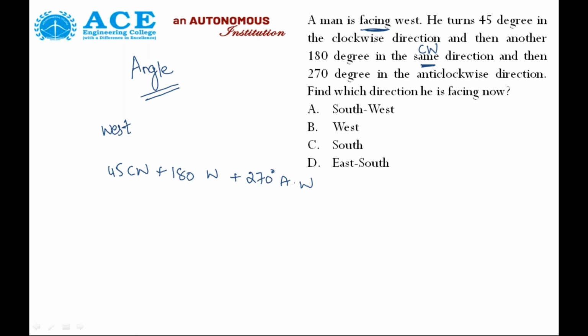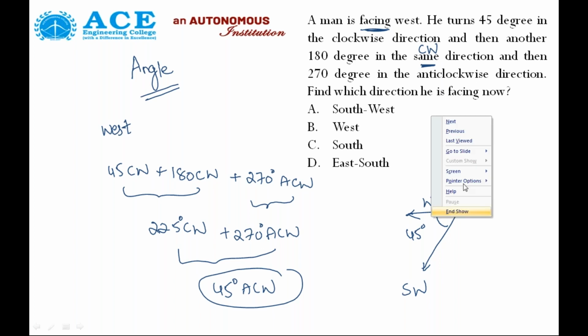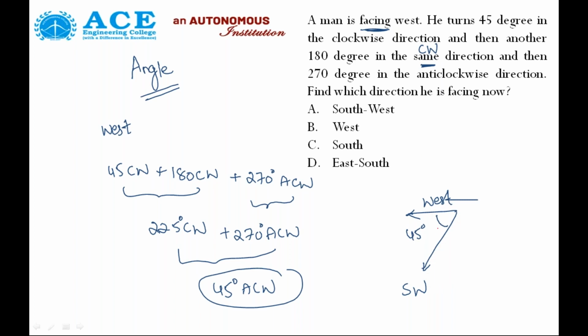Now friends, all this clockwise you can group. This is 225 degrees clockwise. 225 degrees clockwise. This is 270 anti-clockwise. See, clockwise and anti-clockwise are opposite. You can subtract that, and finally you can see this is 45 degrees anti-clockwise. Now this is what you have to do. You are facing west direction and you are moving 45 degrees anti-clockwise. Clearly this is southwest. When you move 45 degrees in the anti-clockwise direction, you are now in the southwest direction. So the answer is option A, you are in southwest.